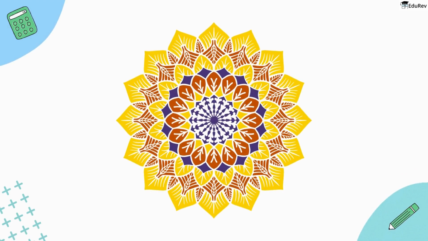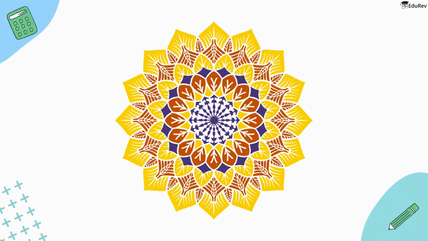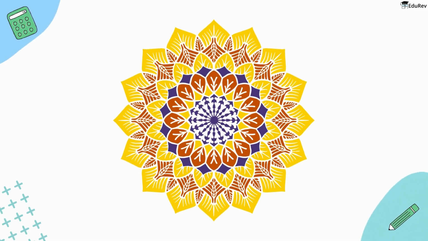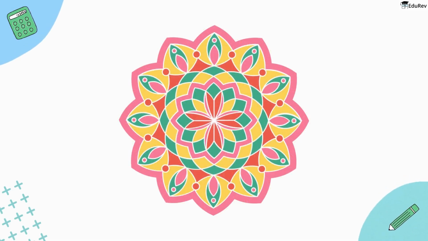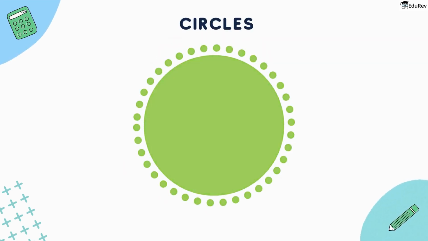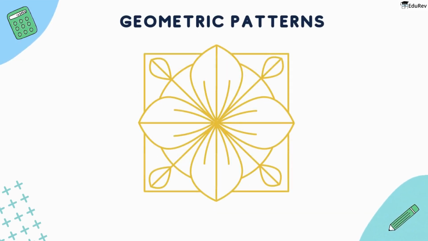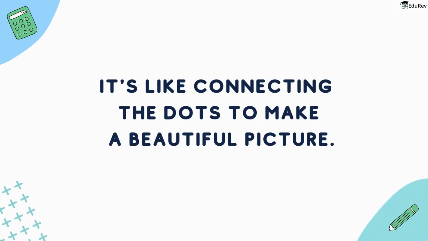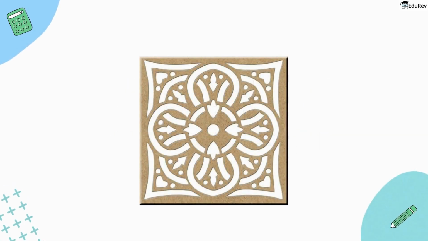Think of rangoli as a big, colorful welcome mat made of powder or colored rice. We can create all sorts of cool designs using different shapes like circles, flowers, and geometric patterns. It's like connecting the dots to make a beautiful picture. And guess what? Sometimes we can even use special tools like stencils or grids to make unique patterns.